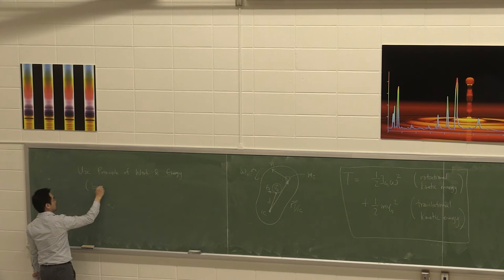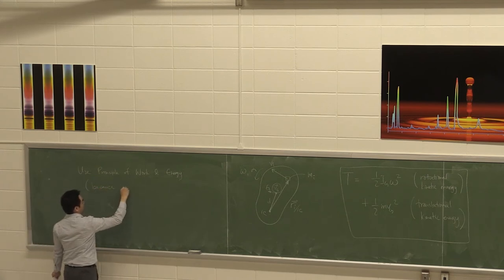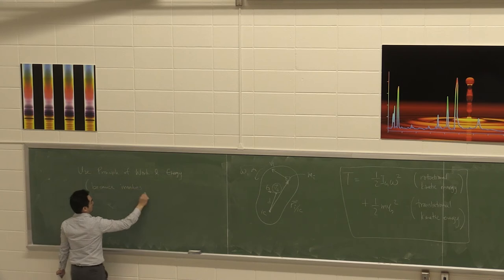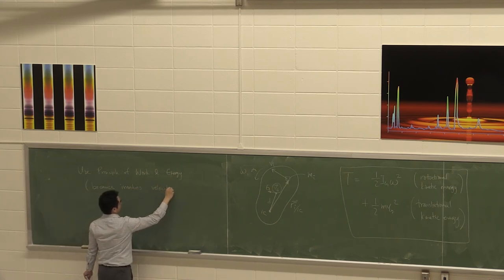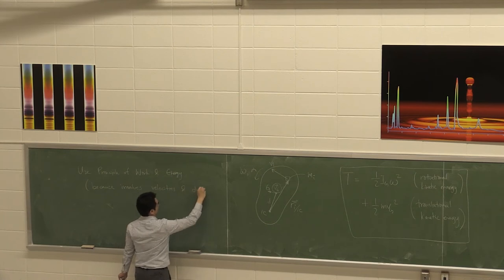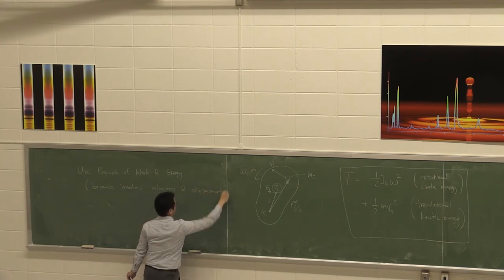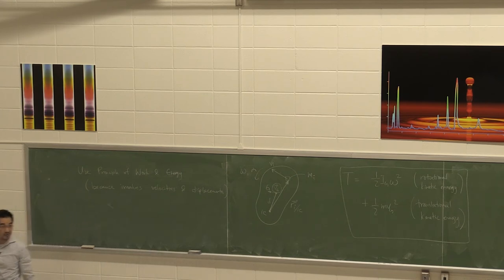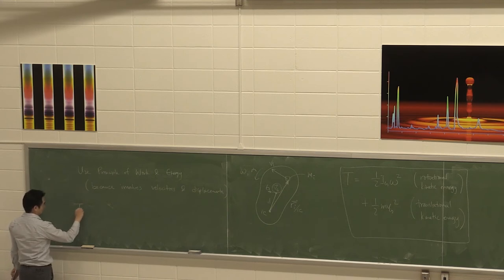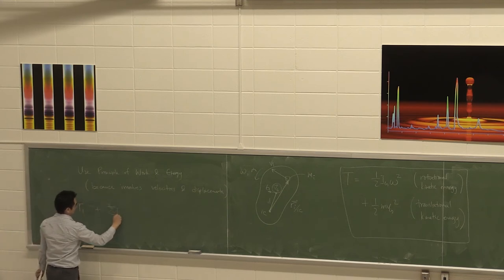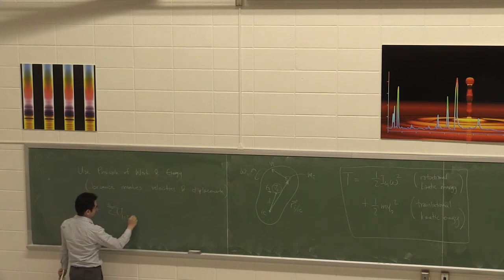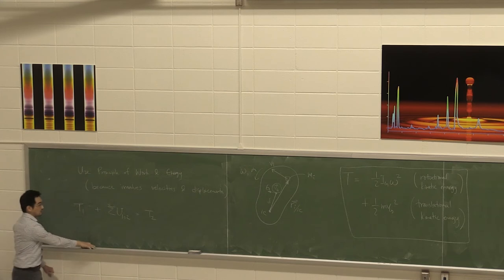And I'll put it here in parentheses because the problem involves velocities and displacements. And we've been talking about that. It has to make sense that we use principle of work and energy. I'm going to say T initial, T1, plus the work done from 1 to 2 is equal to T2. So guess what? The object is rotating, and it's rotating around a fixed point.